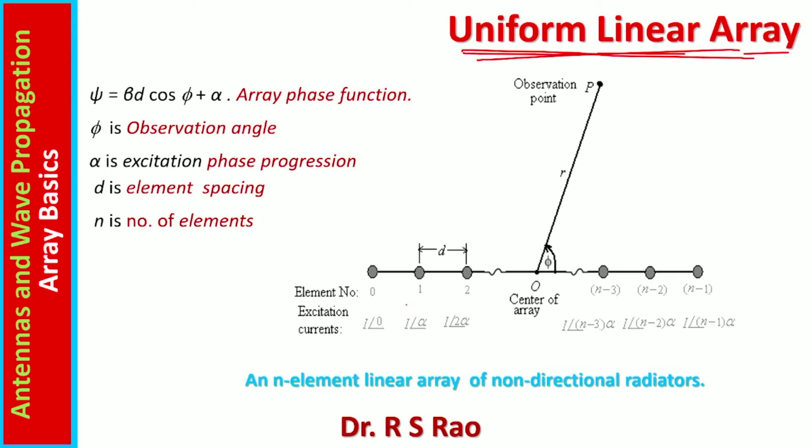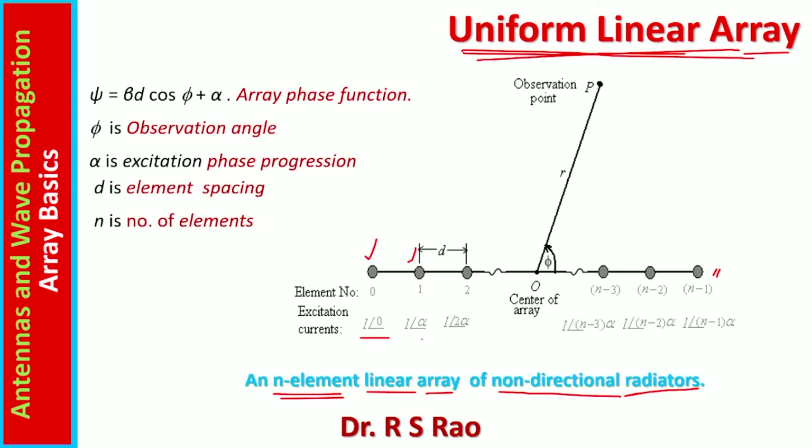Here it is shown element 0, element 1. We can call element 0 as first element, element 1 as second element, element 2 as third element, like that. So 0, 1, 2, etc. Last one is element n minus 1. So this is the n element linear array of non-directional radiators. Non-directional means isotropic. They are radiating equally in all directions. Each individual antenna or element here is an isotropic one.